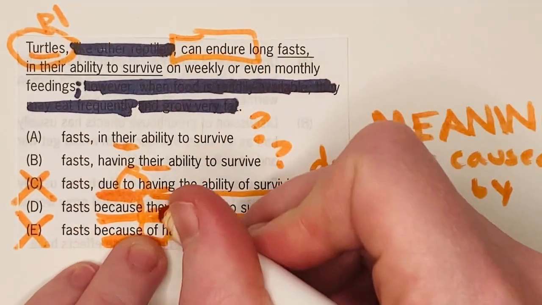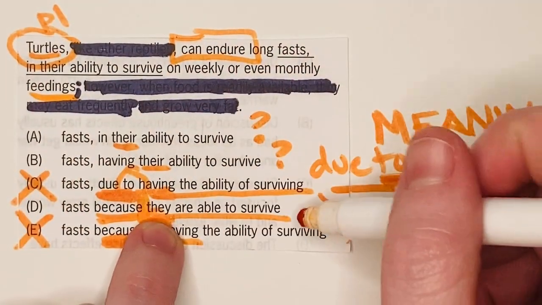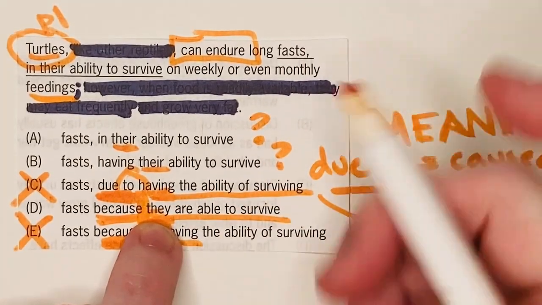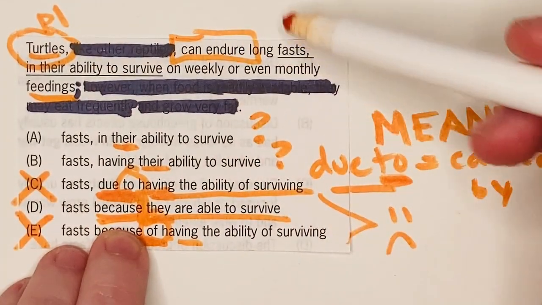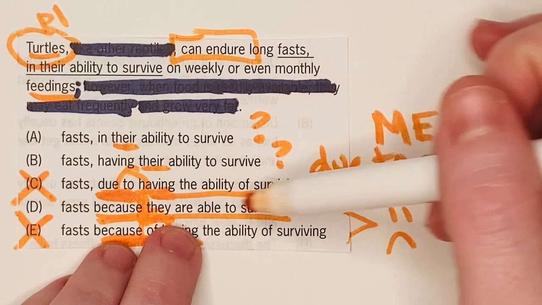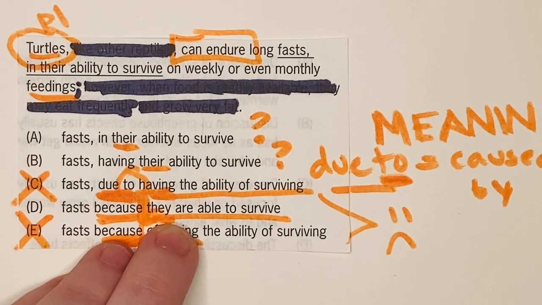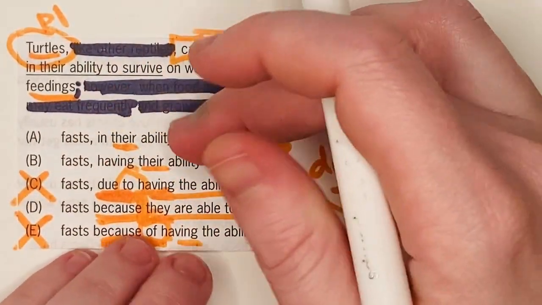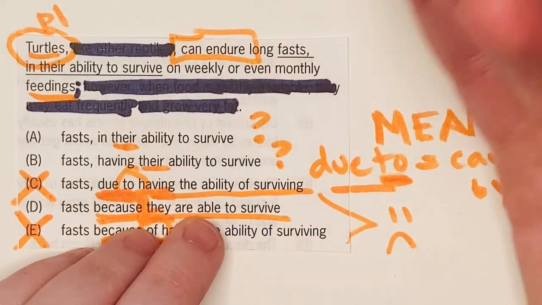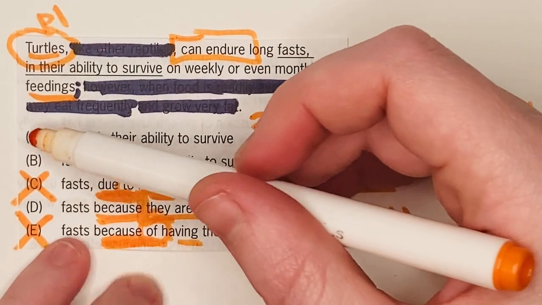So that's how I know because is correct. I've taken everything starting with the word they all the way to the end of that clause, feedings, and because it's a standalone sentence, because is correct. Let's read it one more time to check the meaning. Turtles can endure long fasts because they're able to survive on weekly or even monthly feedings. Great, right? So this really comes down to A, B, and C, and I know we talked about A and B and how someone whose English isn't their first language, or frankly even some of us whose English is our first language, might be a little bit confused and tempted by these two.